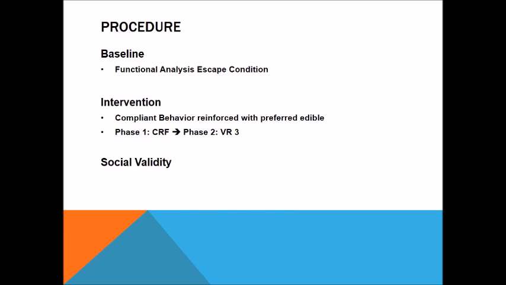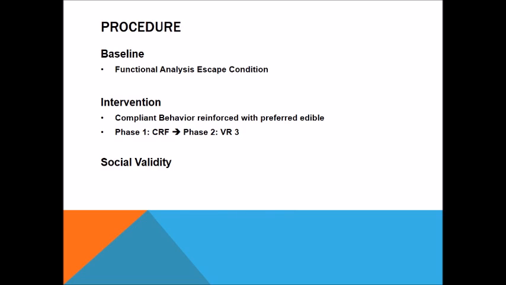So for our procedure, before we implemented any intervention, we conducted a functional analysis to identify what was maintaining the noncompliant behavior. As mentioned before, the conditions in the functional analysis were play, alone, attention, and escape. In the attention condition of the functional analysis, the participant received 5 seconds of attention contingent on noncompliant behavior. In the play condition, the participant was given free access to highly preferred items.